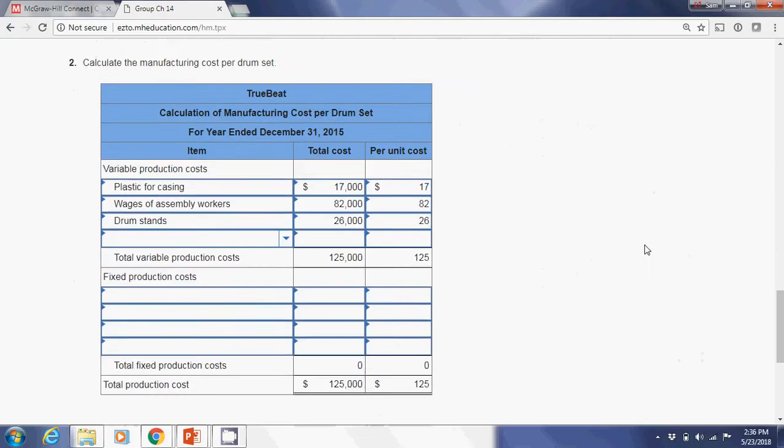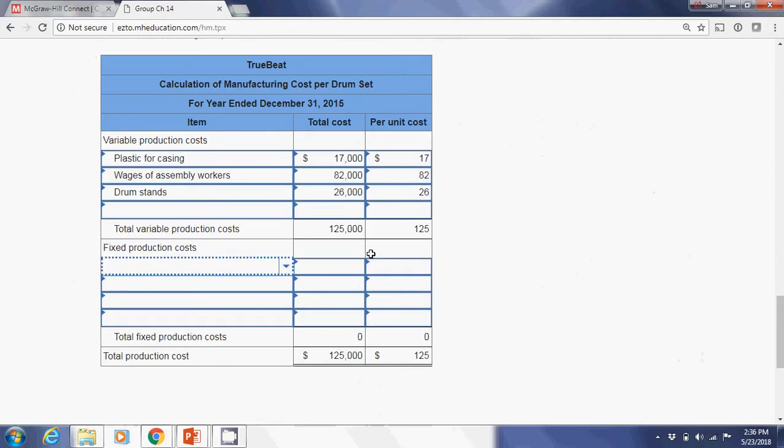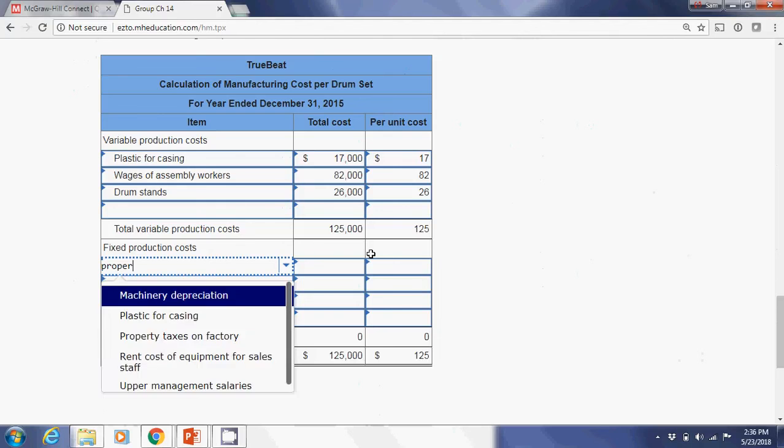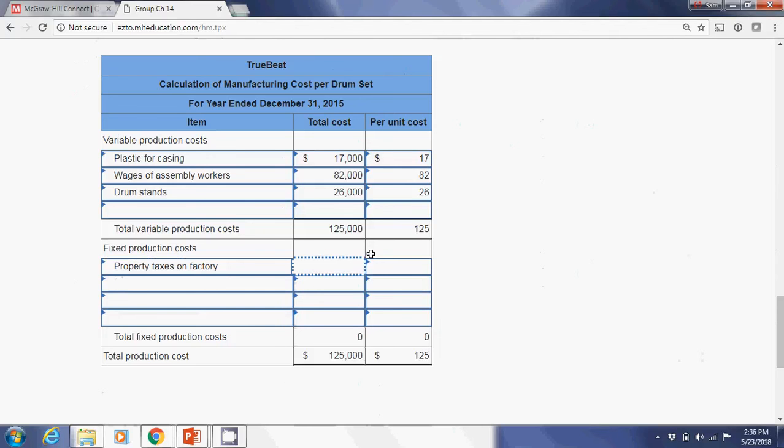So I'm not going to scroll up and down anymore. I'm just going to go ahead and get this in. So we've got property taxes on the factory, and it was $5,000. Divided by 1,000 units gives me $5 each. We had an annual flat fee for maintenance service. That was $10,000. Divided by 1,000 units is $10 a piece. And then machinery depreciation, okay, $40,000 divided by 1,000 is $40 a piece.